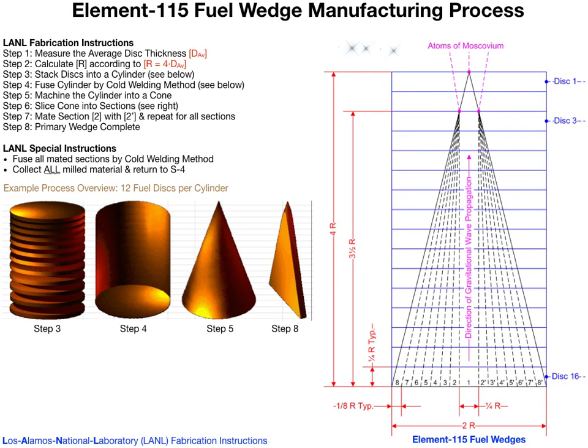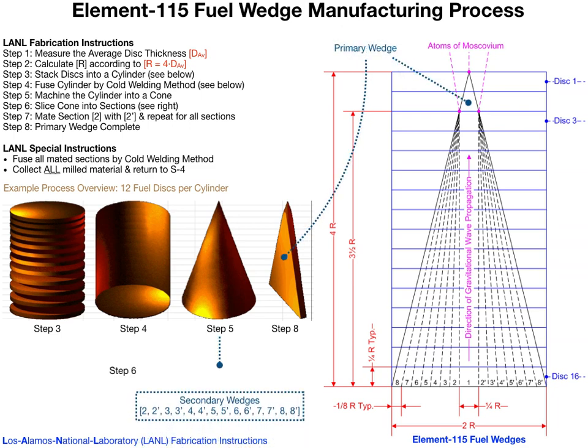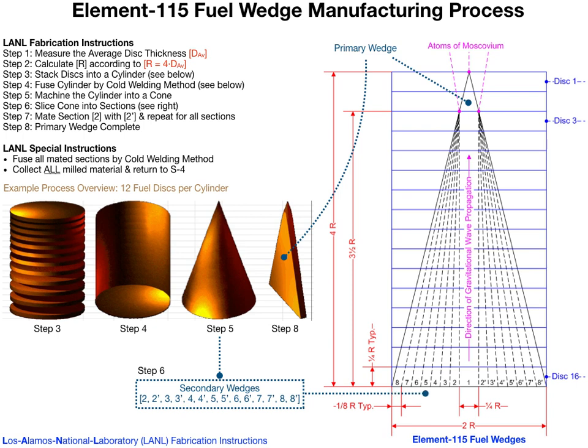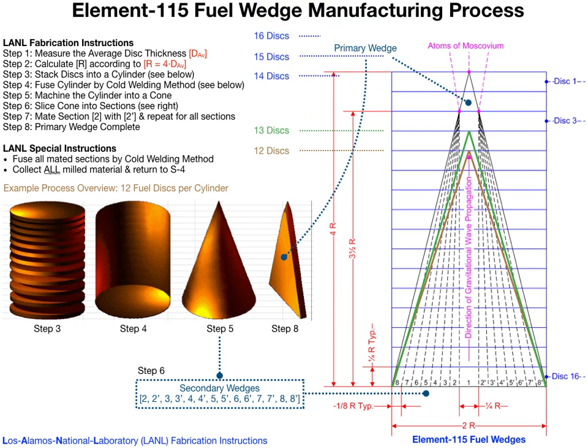This frame describes the element 115 fuel wedge manufacturing process and instructions for Los Alamos National Laboratory. LANL will receive a set of 12 to 16 element 115 fuel discs. In this illustration, we've overlaid the 12 and 13 disc configurations onto our 16 disc template solution to assist comprehension. What's important to recognise here is that the number of discs supplied can change from batch run to batch run, hence the height of the cone/cylinder can change from batch run to batch run.